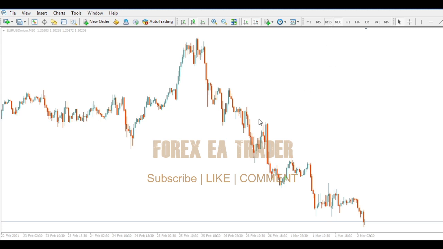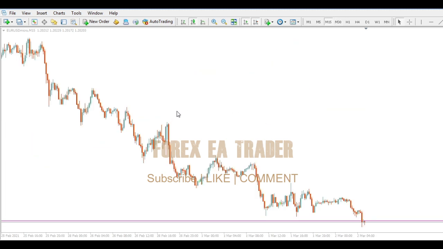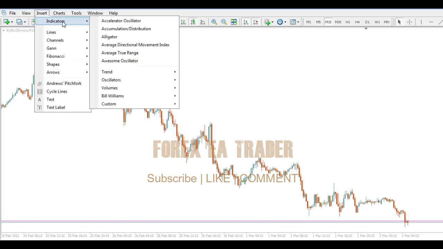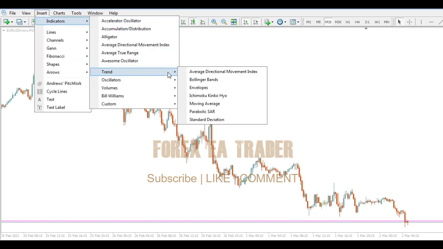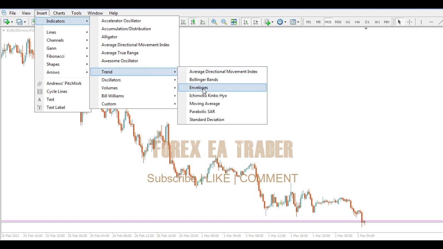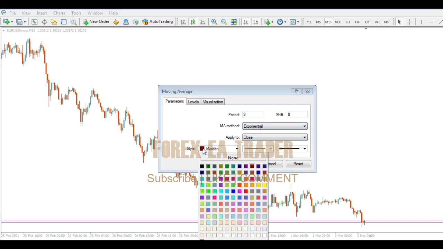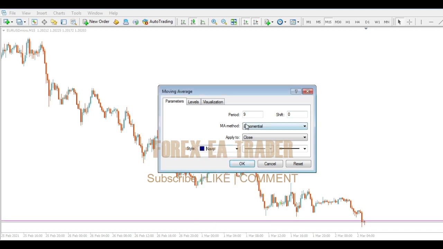Here are some of the moving averages that you probably need to have on your charts. I'll start with the trend moving averages. What you probably need to have is a 9. Okay, keep it exponential, or you can change it to simple. You decide what you want to do.